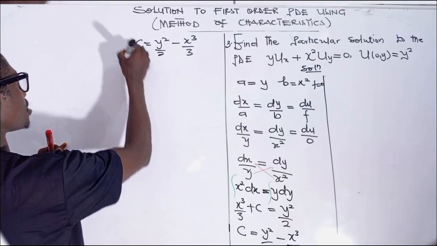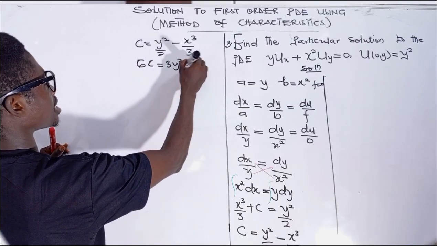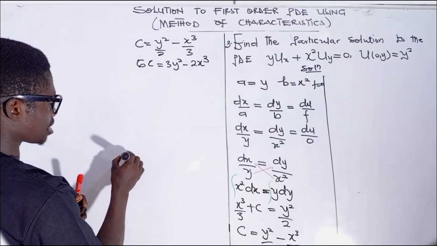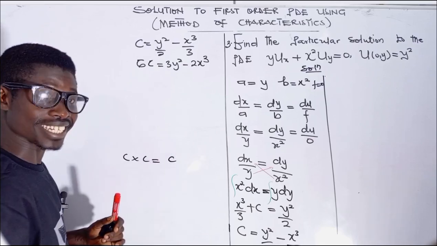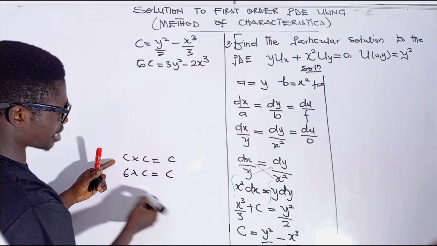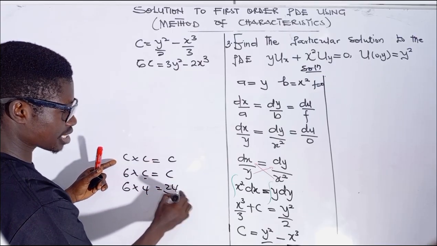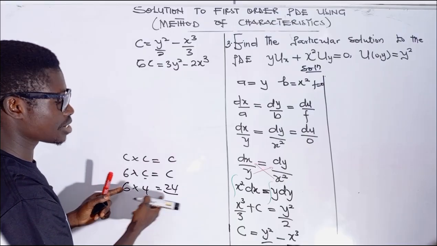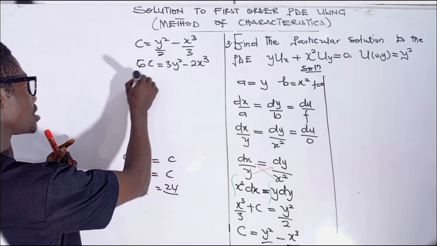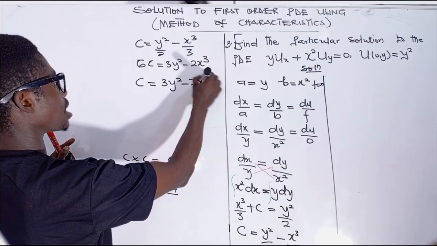So we're going to have 6c is equal to what? 3y squared minus 2x cubed. Now when you have a constant times a constant, will still give you what? A constant. So let's take it as 6 times the constant c also gives us a constant. 6 times, let's say the constant is 4. 6 times 4 gives us 24. This is a constant. So a constant times a constant will give you a constant. And since we are generalizing all of them to be a constant, we can write it as c is equal to what? 3y squared minus 2x cubed.